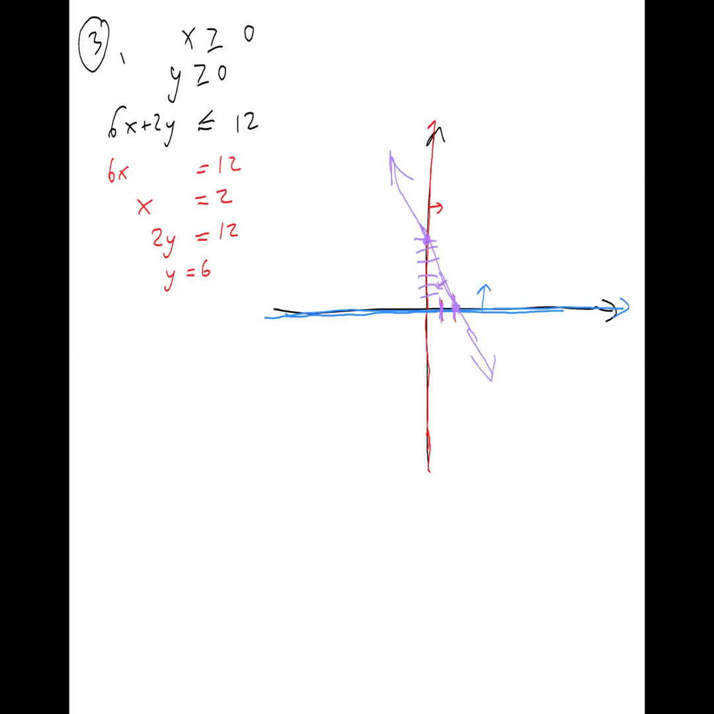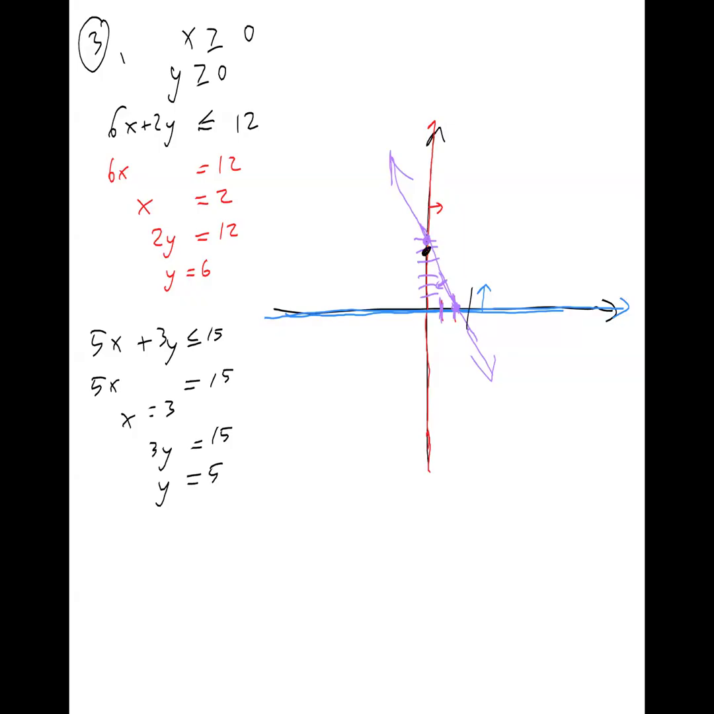Then the last one is 5x plus 3y less than or equal to 15. So once again, I change that to an equation, and I let the y be 0. So I'll get 5x equals 15. Divide by 5, you'll get x equals 3. Now I'm going to let the x be 0, and I'll get 3y equals 15. Divide by 3, you'll get y equals 5. So the x-intercept is 3, and the y-intercept is 5.